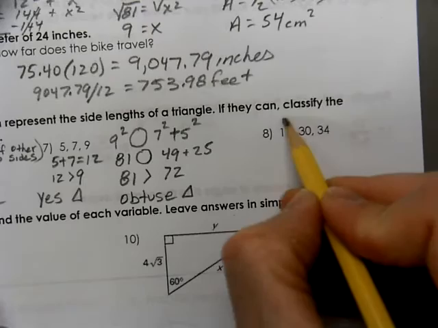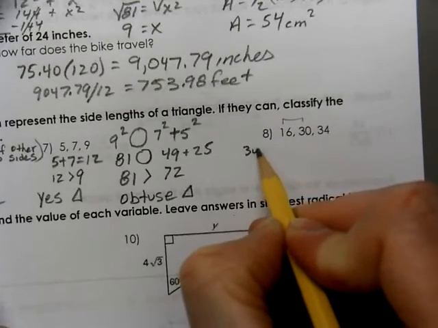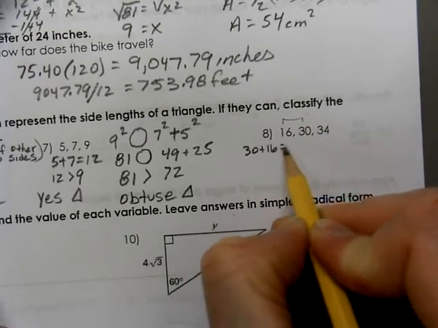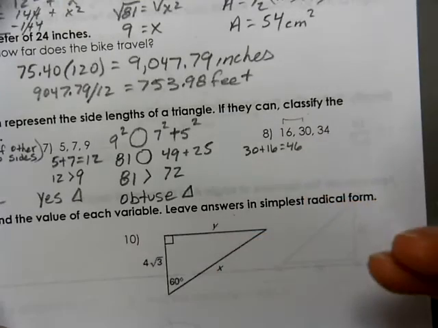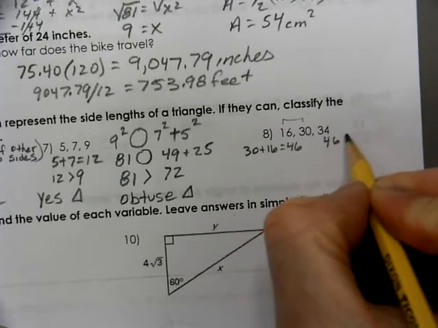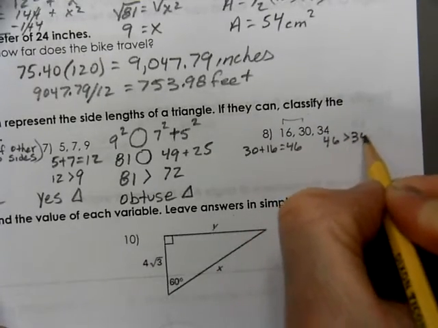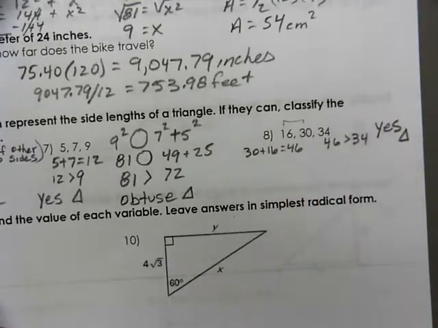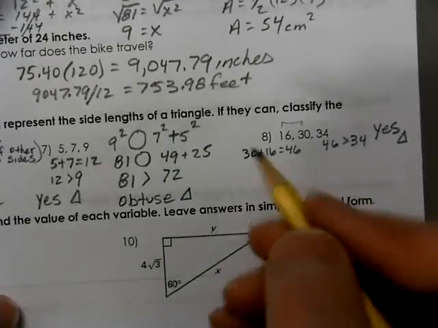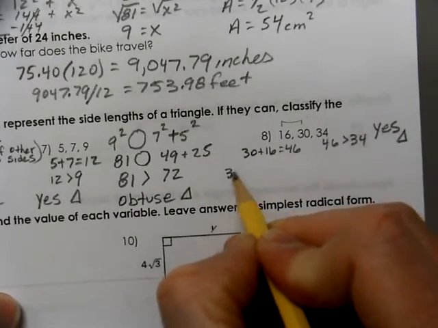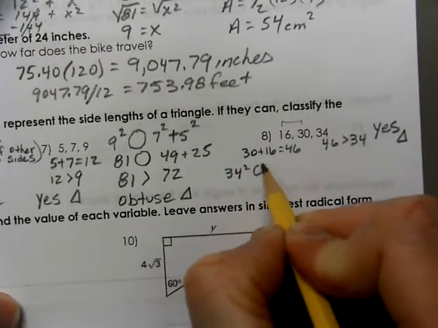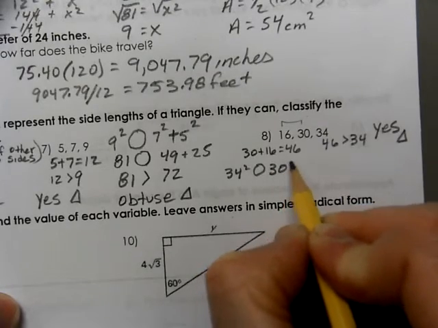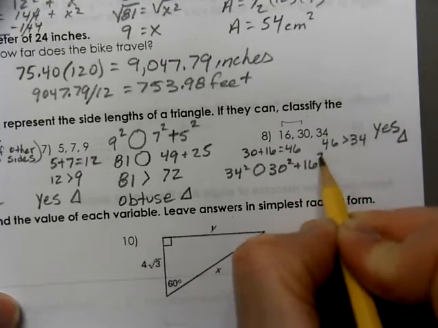So we take the two small sides, and we see 30 plus 16 adds up to be 46. 46 is definitely bigger than 34. So yes, we have a triangle. We're going to take the 34 squared and compare that with the 30 squared and the 16 squared.